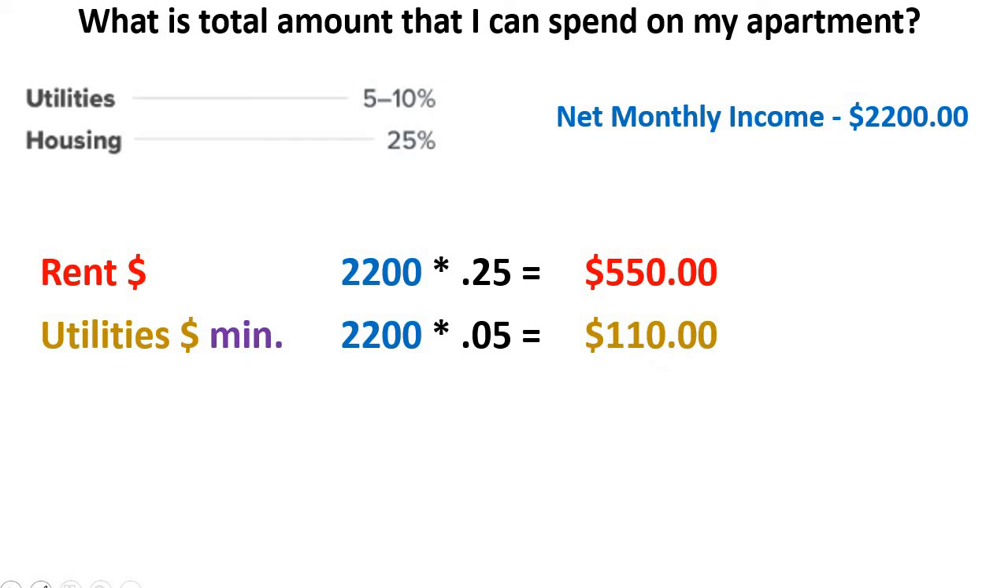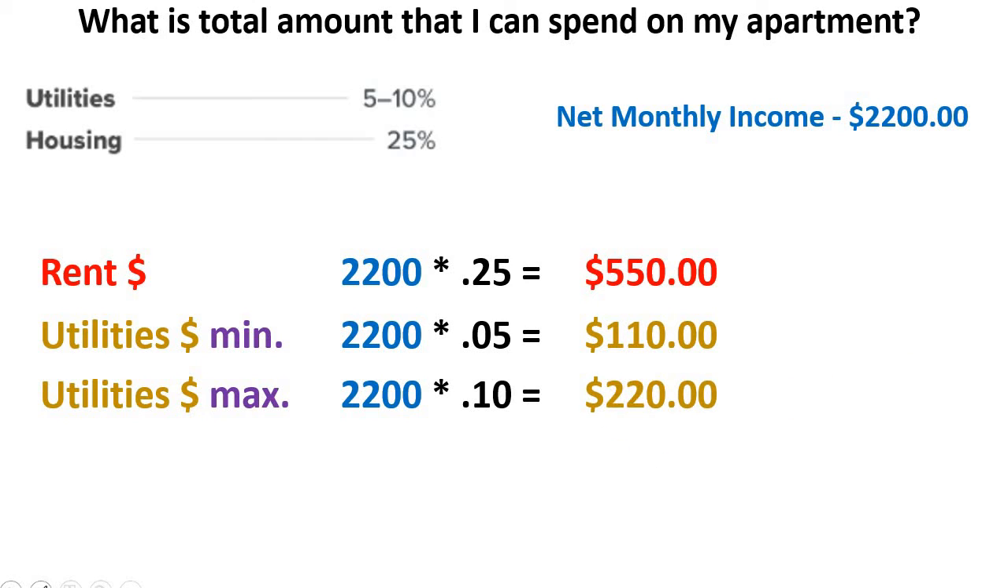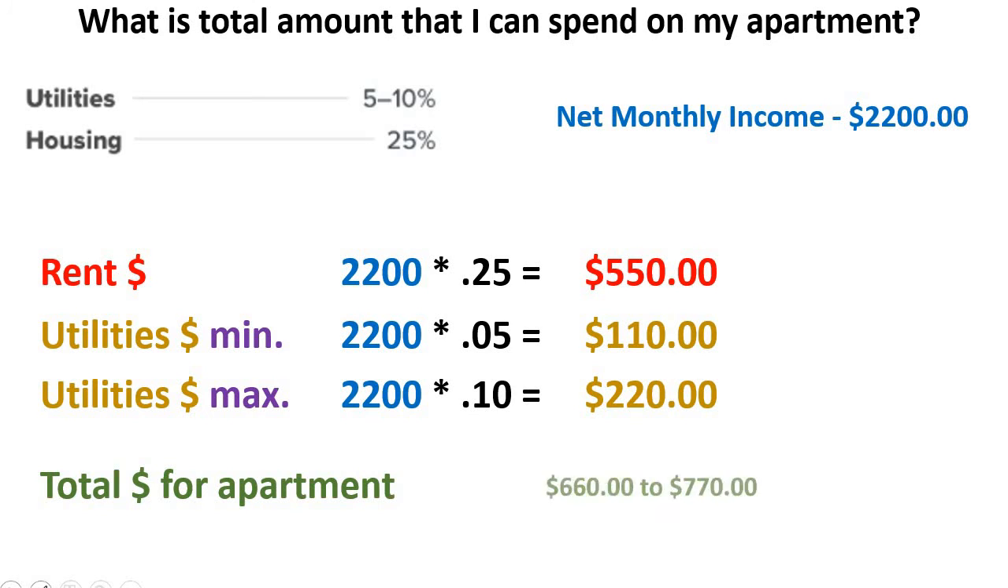Superb, $110. Let's get that max amount for utilities. What's the math problem for that one? Beautiful, 2,200 times 0.10. Awesome. So what will be my dollar amount for the max? Tremendous, $220. So now let's get our total dollar amount for that apartment. What's that range for the dollar amount that I'm going to set aside for that? Perfect, from 660 to 770.